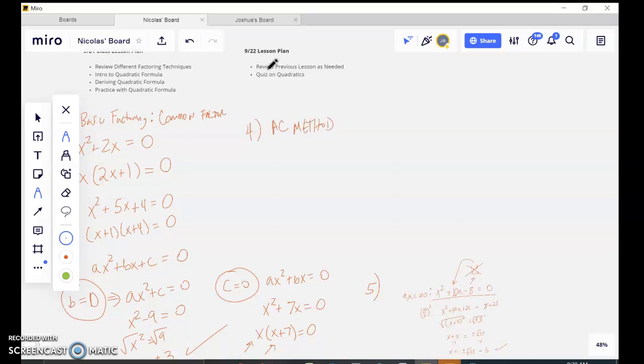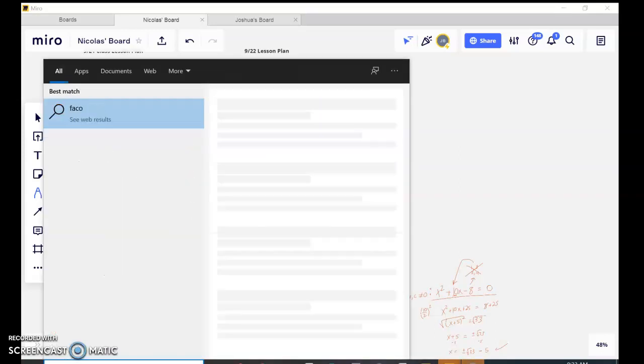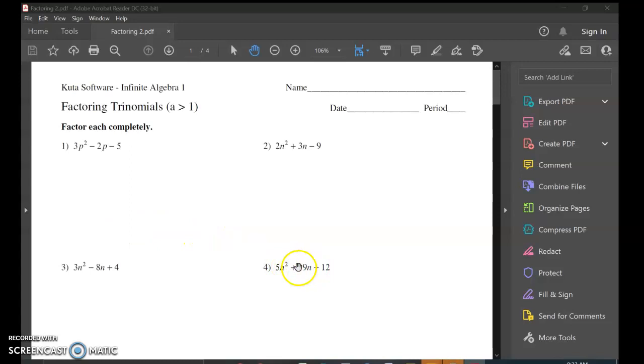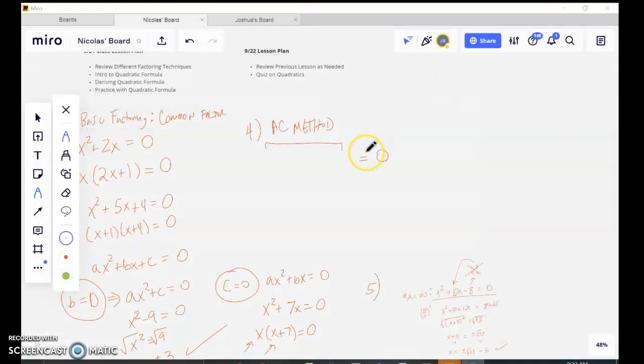And if you recall, that was the method that we used when the leading coefficient was not equal to 1, right? So let's look at an example where the leading coefficient is not equal to 1. So that might be something like, let me see, let's find a quick example here. I'll pull up an old factoring worksheet. So let's try this one, 5x squared plus 19x plus 12. So 5x squared plus 19x plus 12 equals 0.